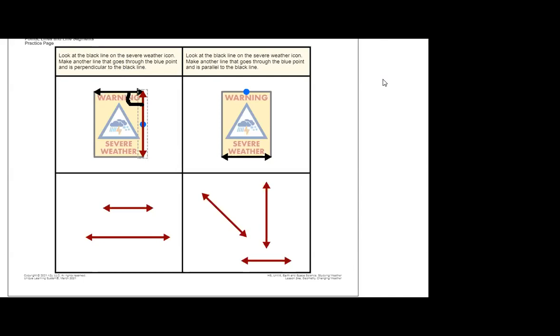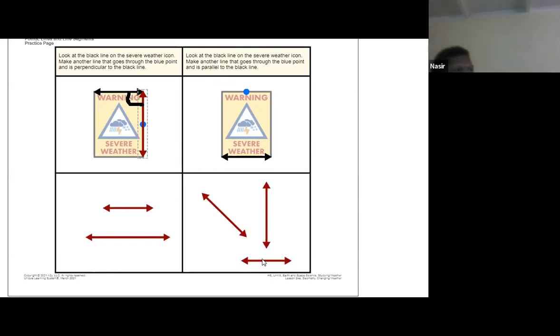Look at the black line on the severe weather icon. Make another line that goes through the blue point and is parallel to the black line. So remember, parallel lines do not intersect each other. They do not cross, they do not make right angles, and they always have the same slope. So where would I put my line if they don't cross and it has to go through the blue point?